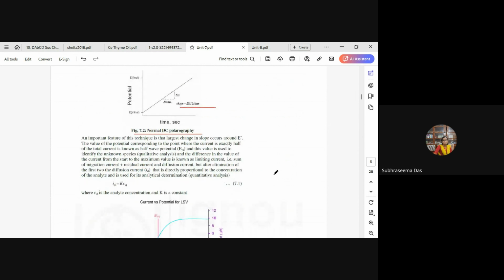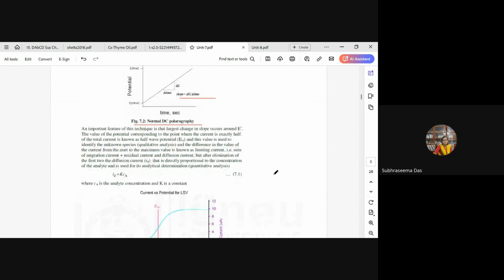So another important feature of this technique is the large change in the slope around E0. So here the value of the potential corresponding to the point where the current is exactly half of that applied is called the half wave potential, or we call it E half. So knowing this E half value can be widely used in detection of even very trace amounts of metal that is present in our solution.